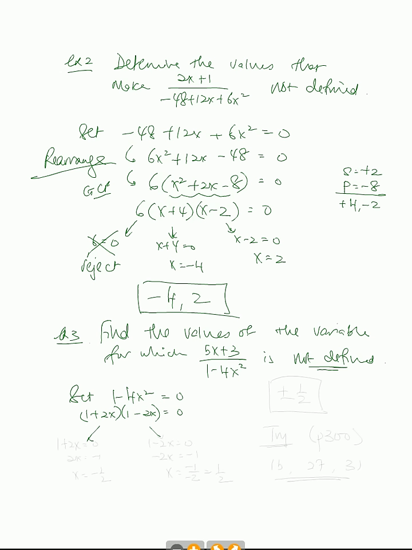Same thing, you set each piece to 0. 1 plus 2x equals 0 tells you 2x is negative 1, and so x is negative 1/2. And 1 minus 2x equals 0 means negative 2x is negative 1, and so x is negative 1 over negative 2, which is positive 1/2. So the answer to this question is plus or minus 1/2. Those are the two numbers that will make it not defined.